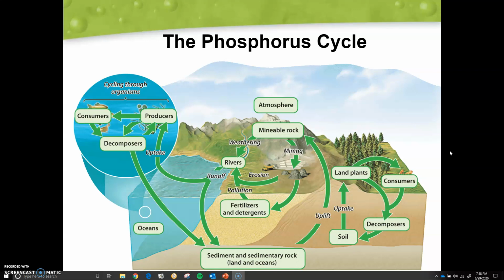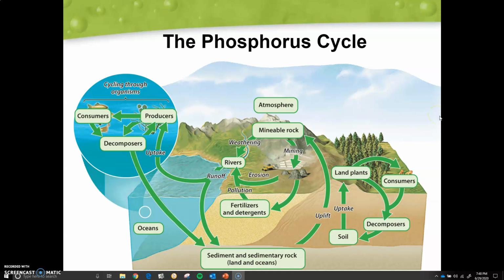Plants take up phosphorus only through their roots when it's dissolved in water. That's where you see the uptake here, the uptake through the soil here on the land versus the water. Consumers acquire phosphorus from the water we drink and organisms that we eat. The waste is going to return phosphorus to the soil from decomposers. So that's where you see here. This is an overview of the phosphorus cycle. We're going to go through it.